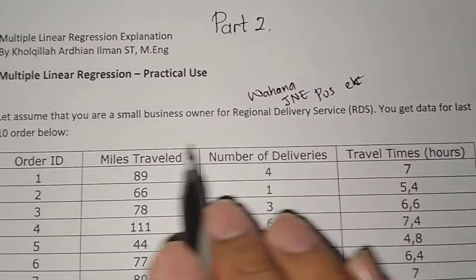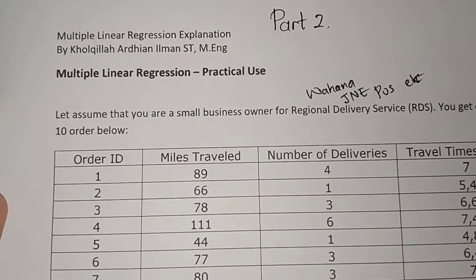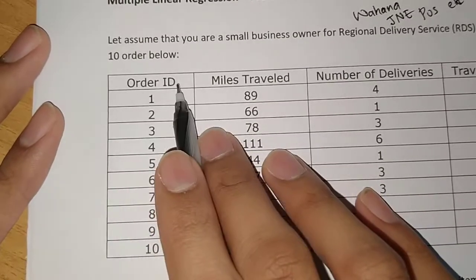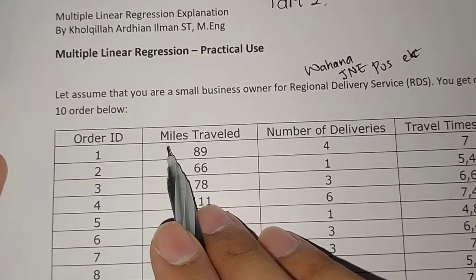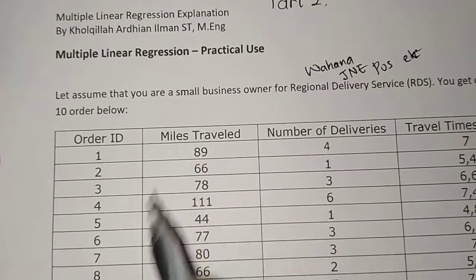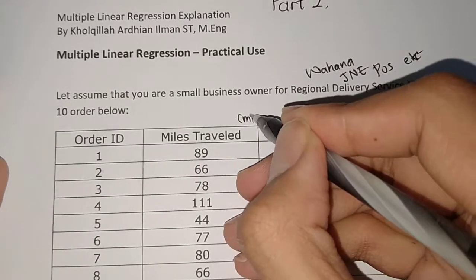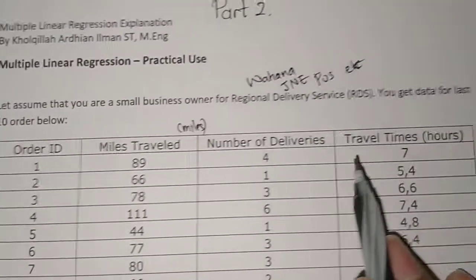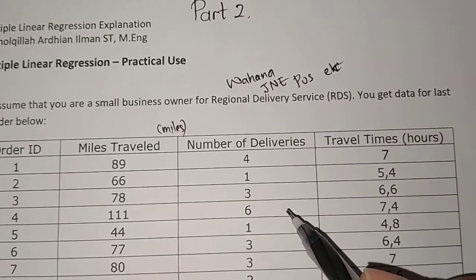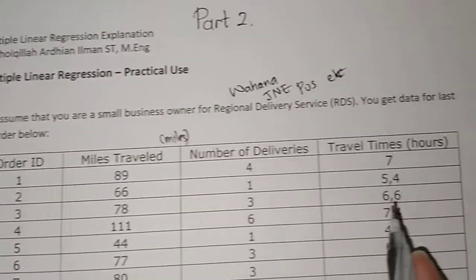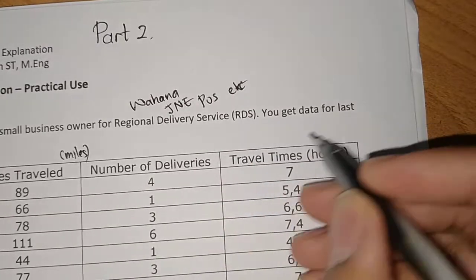And then you get data for the last 10 orders below. So you have the 10 last orders and you get data like this. Order ID 1 until 10. And then you have the data on miles traveled, or in bahasa Indonesia, seberapa jauh barang itu dikirim. So this is in miles. And then in the third column you have the number of deliveries, how many items need to be delivered. So in this case we have 4 items to be delivered. This is items.